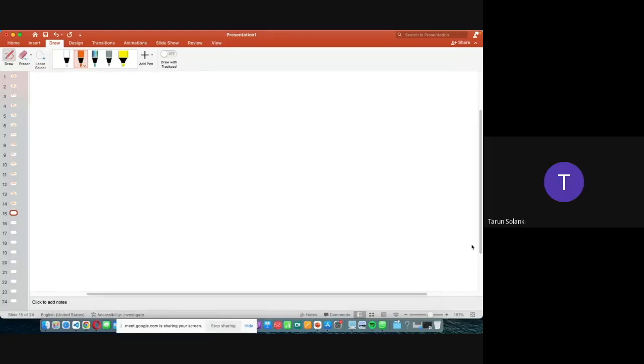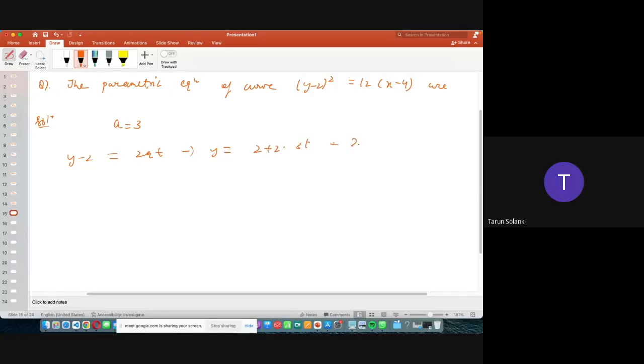Okay, so next example, the parametric equation of the curve (y minus 2) whole square equals 12x minus 4r. Here we know a is equal to 3, right? So y minus 2 is equal to 2at, so y is equal to 2 plus 2 into 3t. So that becomes 2 plus 6t, right?